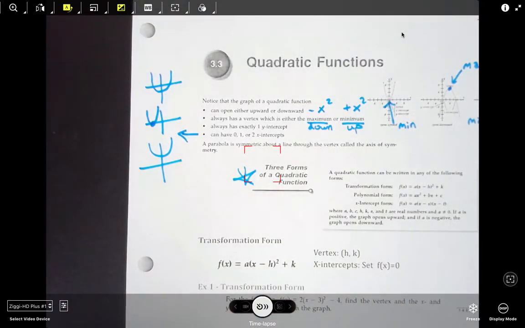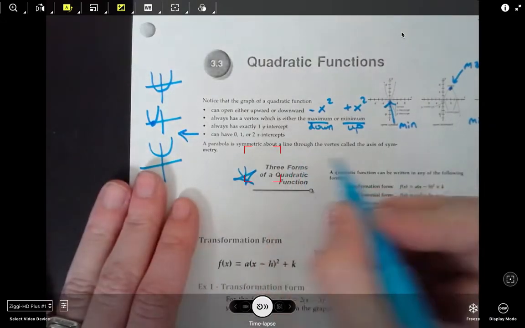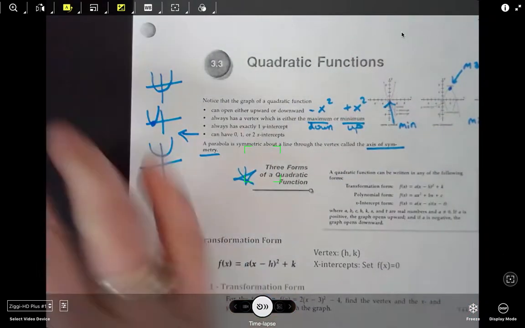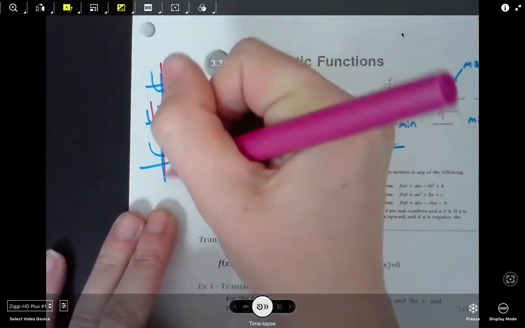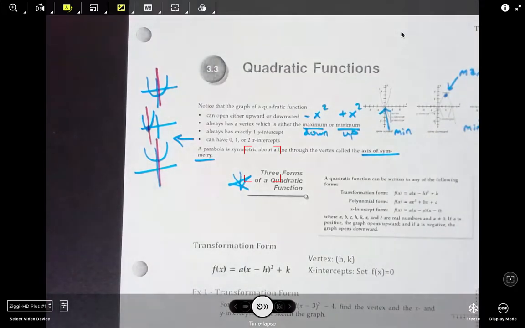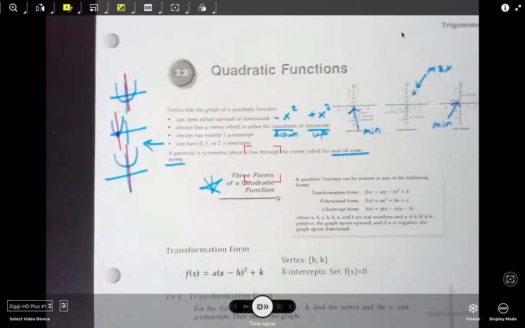Okay? A parabola is symmetric about a line through the vertex called the axis of symmetry. So if I'm looking at each one of these, this is my axis of symmetry, axis of symmetry, axis of symmetry. It's the straight up and down vertical line that I can fold my parabola over, okay? And that is dependent upon any horizontal translations that I have, okay? For just y equals x squared, the symmetry goes through the y-axis. But if I shift him left and right, his axis of symmetry is going to be moved. All right, here are the 3 forms.